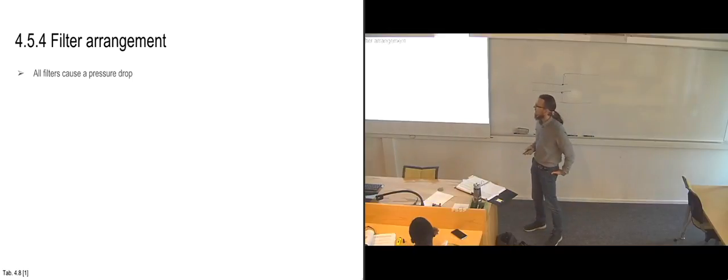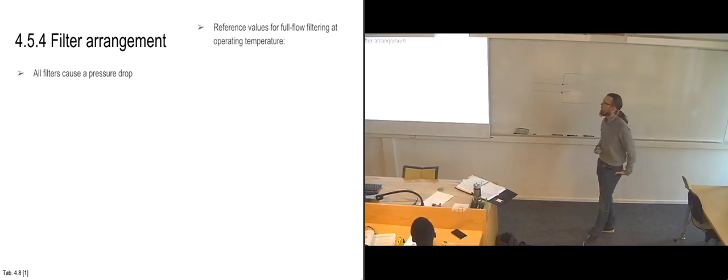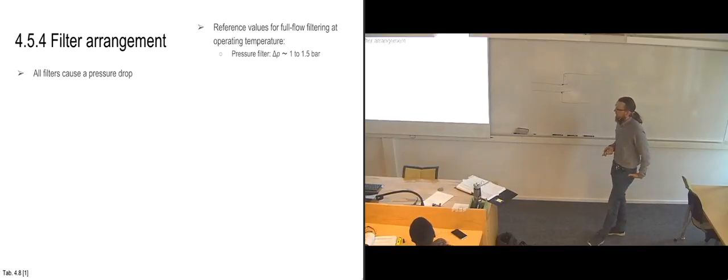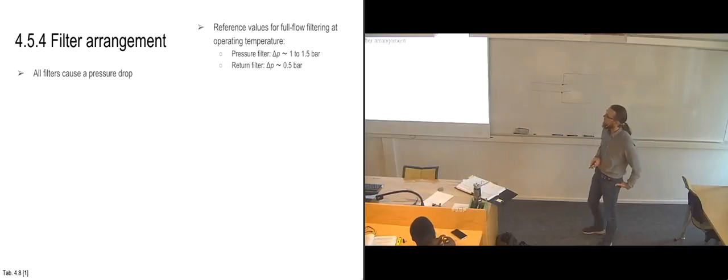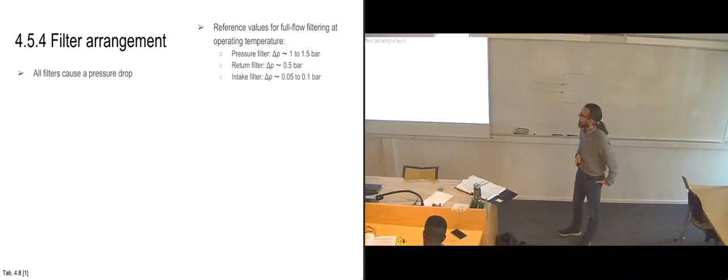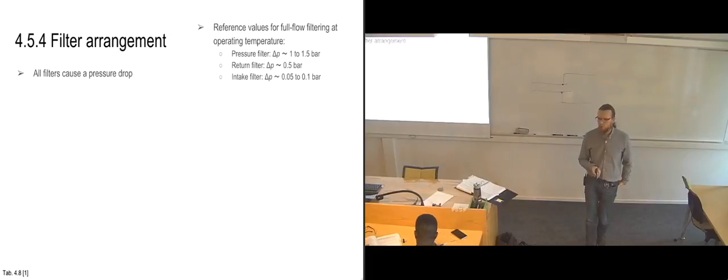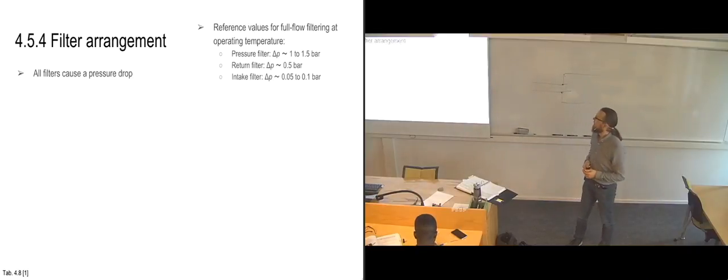As we've already discussed, all filters will cause a pressure drop in some way or form. And reference values for full flow filtering at operating temperature are, for a pressure filter, a pressure drop of 1 to 1.5 bar. For a return filter, a pressure drop of approximately 0.5 bar. And for an intake filter, a pressure drop of 0.05 to 0.1 bar. So the intake filters are the ones that give the least pressure drop if the system has been designed properly. If you've chosen the correct filter, you can allow it to be around this.